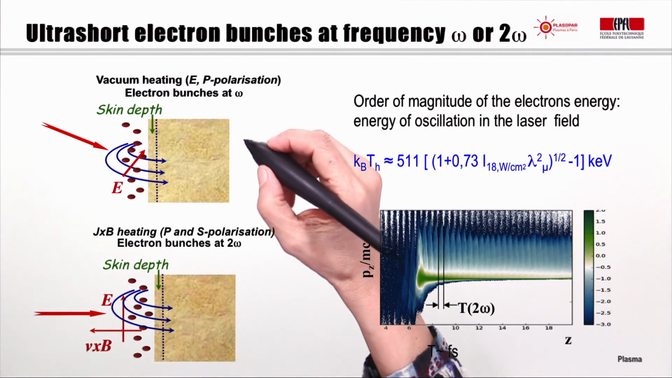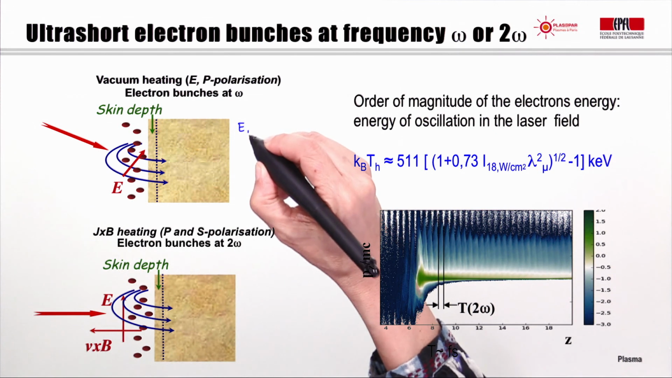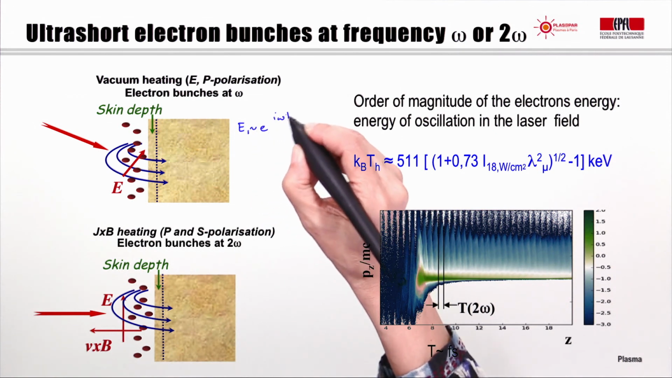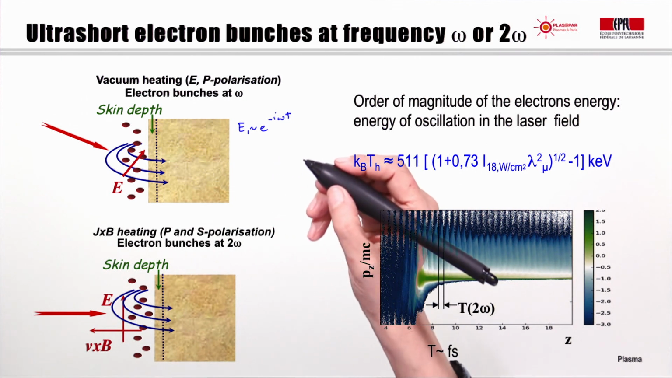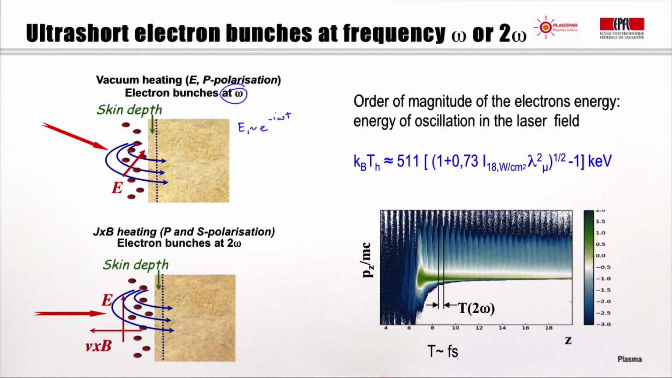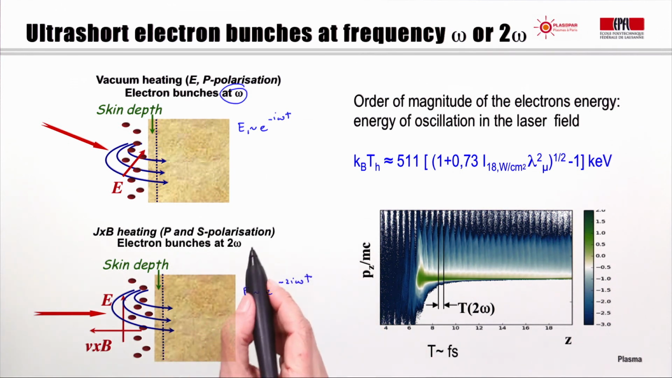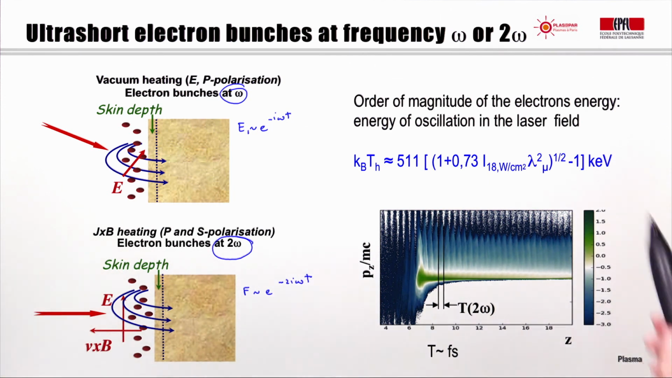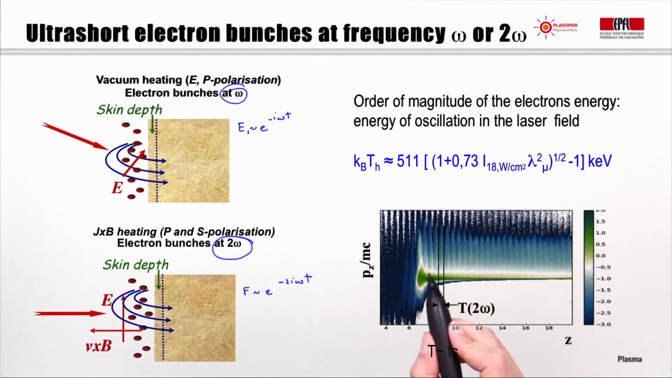In the first case, since the laser oscillates at frequency omega, particles will be injected in bunches at the laser frequency. In the second case, since the push and pull force is proportional to the exponential of minus 2i omega t, the particles will be injected at twice this frequency. What is shown here is the momentum of the electrons in the direction normal to the surface. As a function of space, the plasma starts here, and as you can see, separate bunches of electrons are injected in the plasma.